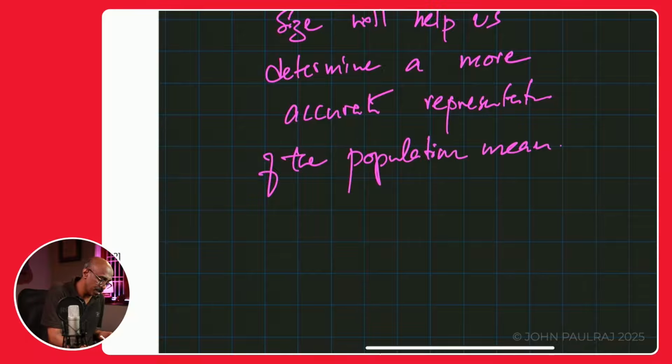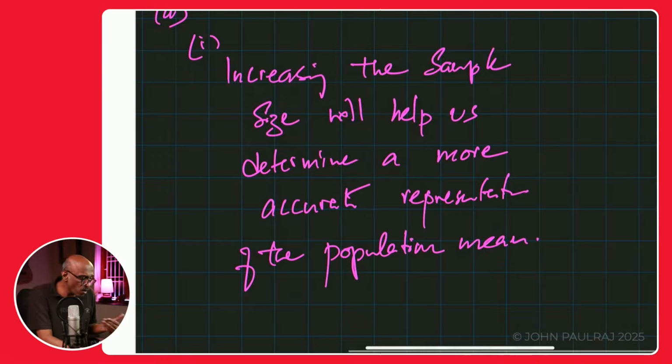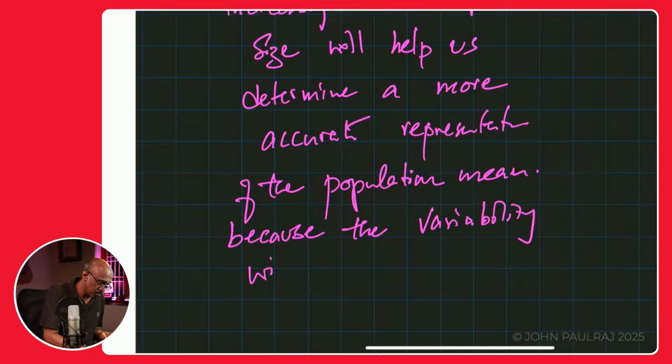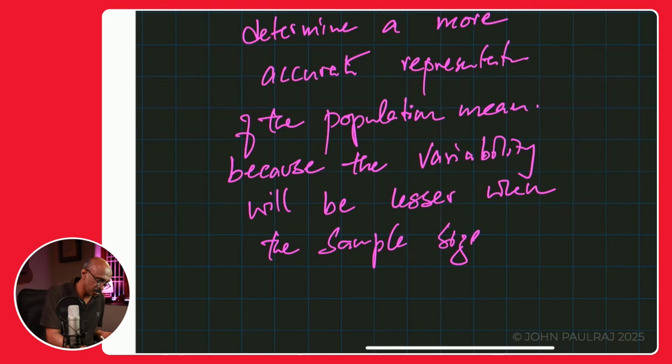So basically, what we are saying is that the mean from these 6 students, there's going to be a mean, definitely, but with a larger sample it'll be much closer and more accurate to the population mean. That's what you're trying to say. Increasing samples, because there's not much variability. If you want to say that, because the variability will be lesser when the sample size is greater. So I think we've written a lot more than what one point is going to be.